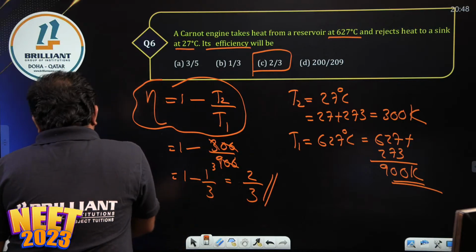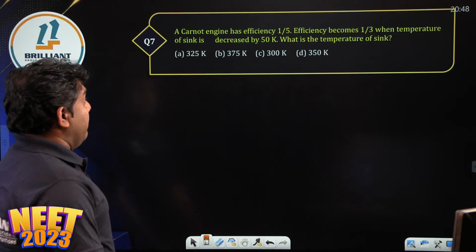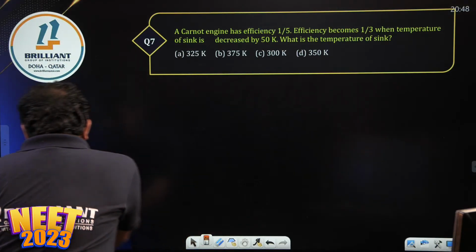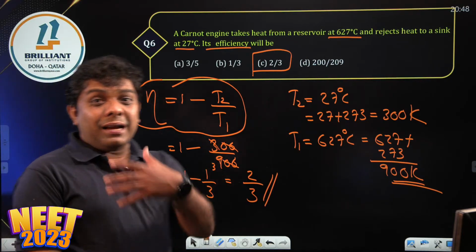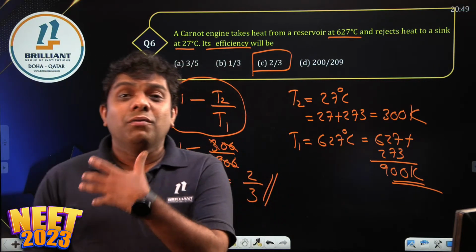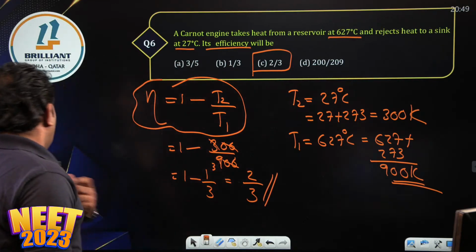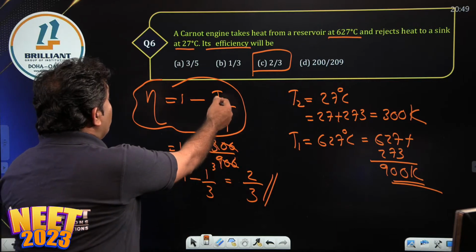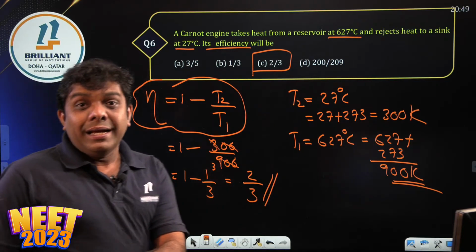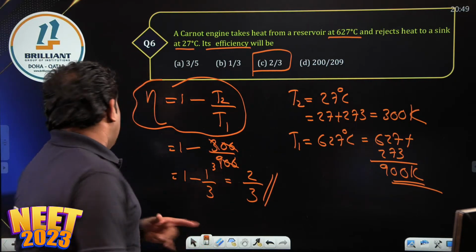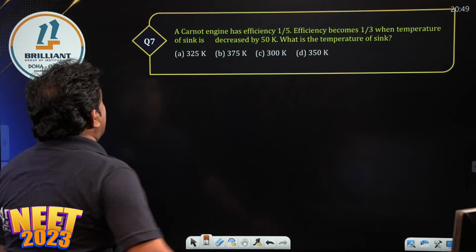Now we are explaining the next question, question 7. Now look, Carnot engine efficiency, I am repeating once more. Carnot engine efficiency question: 1 minus T2 by T1. And T2 will be the temperature of the sink and T1 is the temperature of the source. Now we are going to the next question.